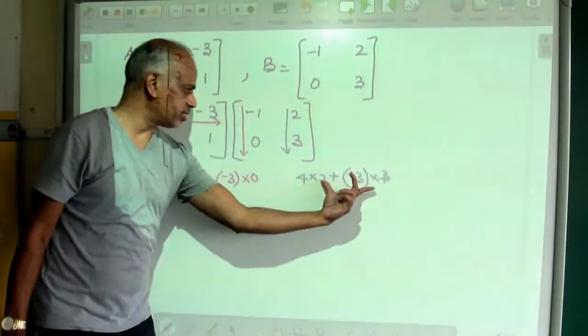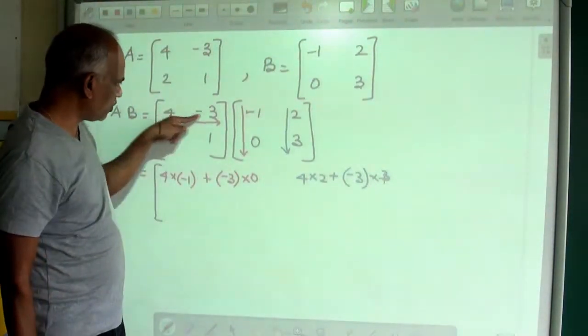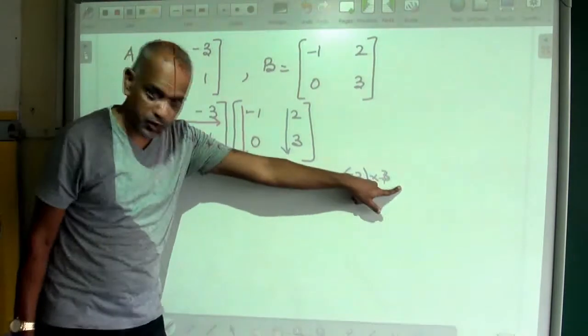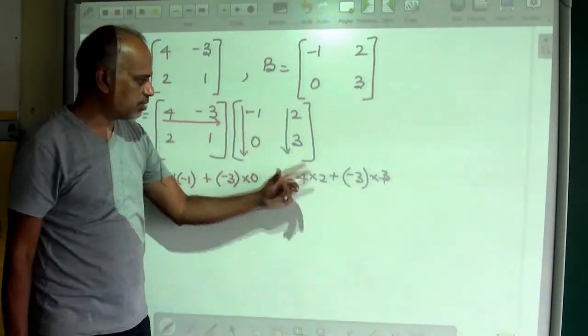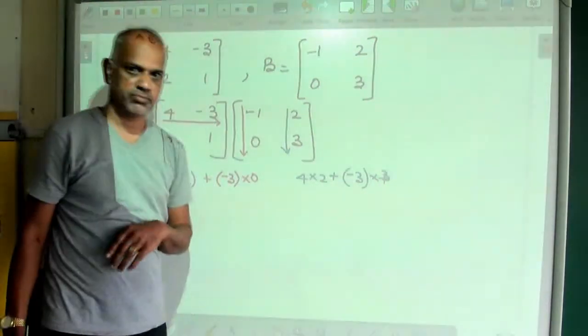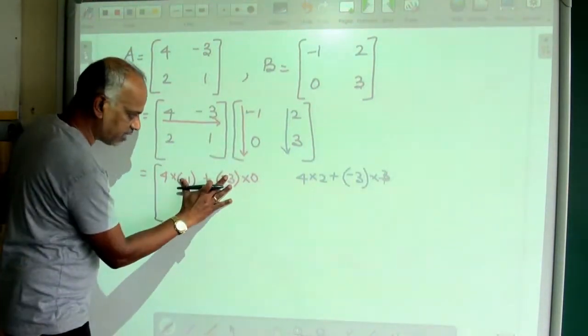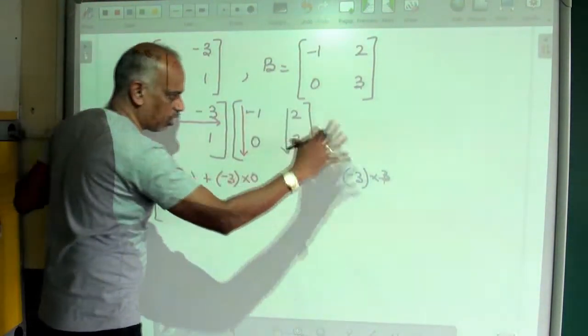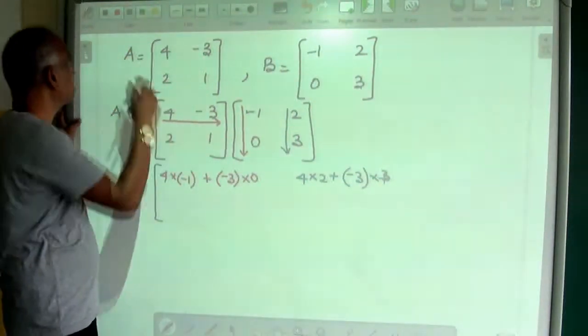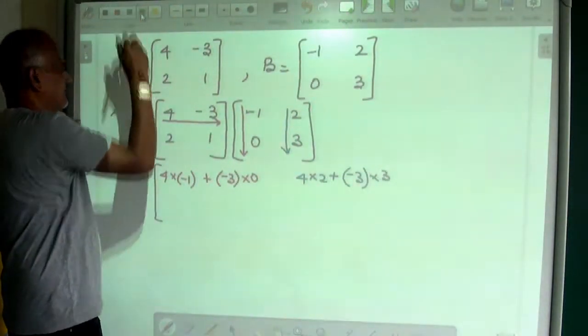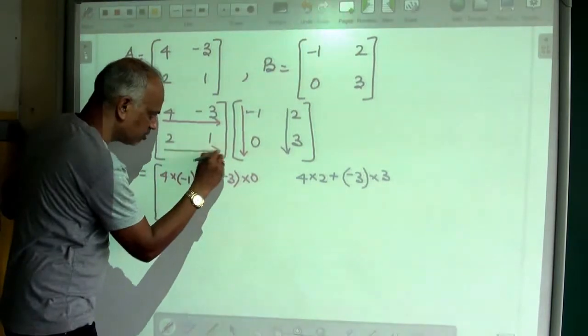Now why I wrote it here is I am using the first row, so the answer must be of the first row. I am using the second column, so the answer must be of the second column. So first row with first column is here. First row with second column is here. Next, let's take the second row.